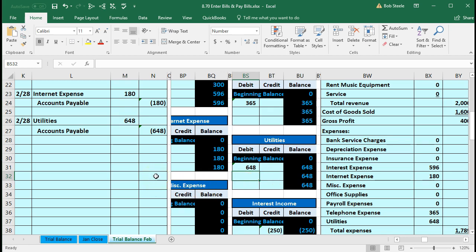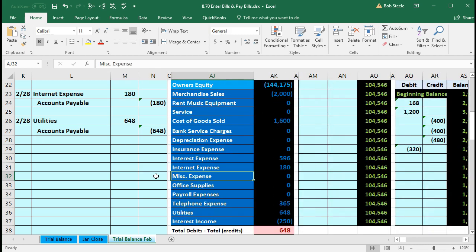To see that, we're going to go right to the left-hand side of the frozen panes and then go right, and that should pop us back over there. So I'm just going to click right, and there it is. There's the 648 in cell AK36.